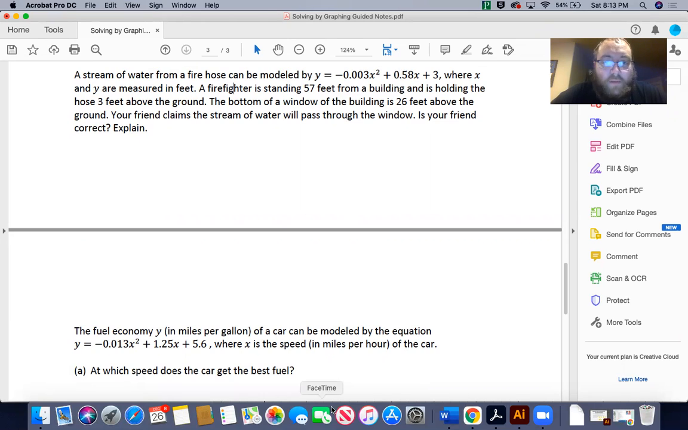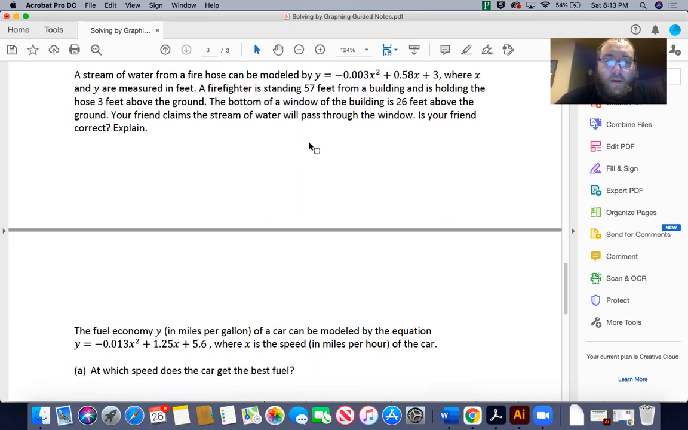The bottom of the window of the building is 26 feet above the ground. Your friend claims the stream of water will pass through the window. Is your friend correct? Well, first of all, we got to type this in. Now, x and y are in feet. Once again, x is feet this way along the ground. Y is feet this way, up and down.